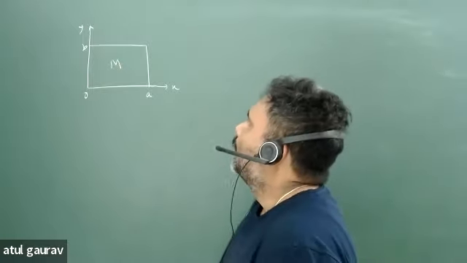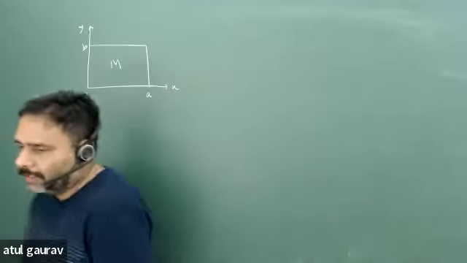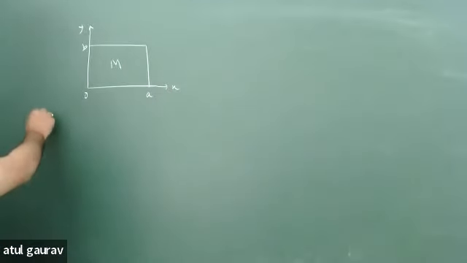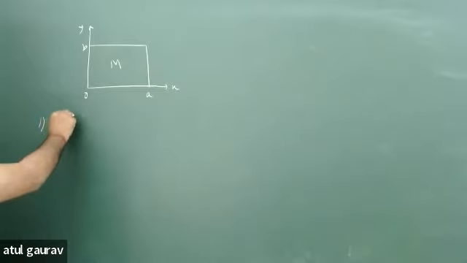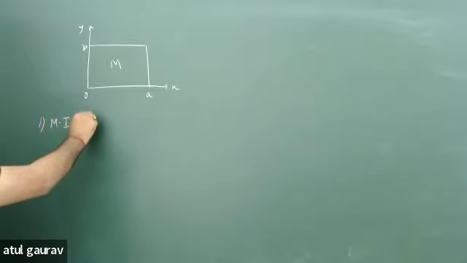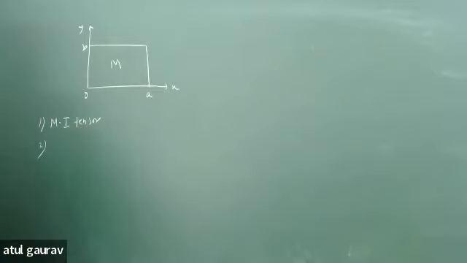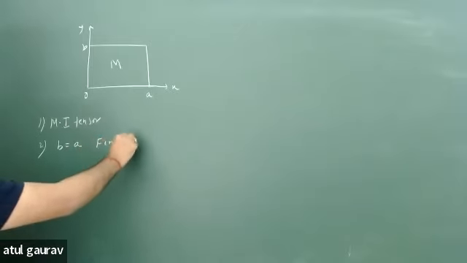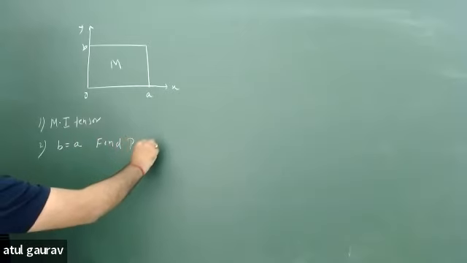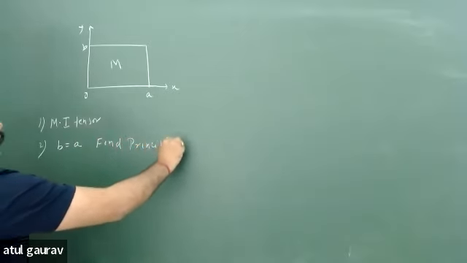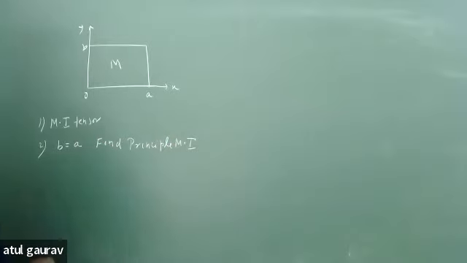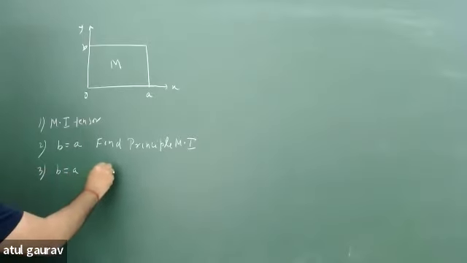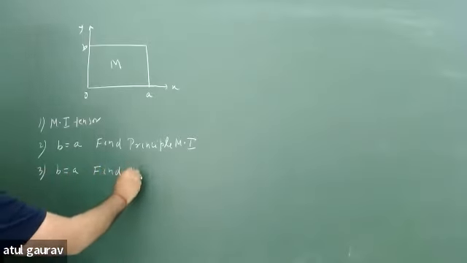Now, what we have to do: first, figure out what the moment of inertia tensor will be. Second, for B equal to A, calculate the principal moments of inertia. Third, for B equal to A, find the principal axes.